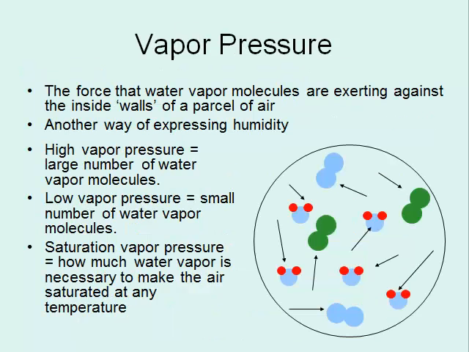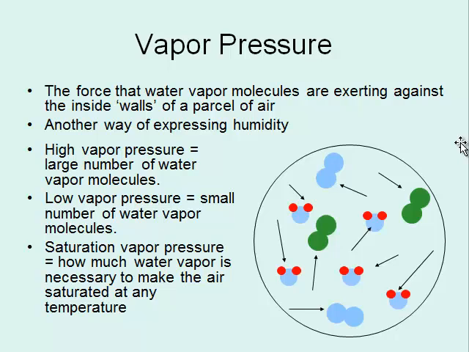So relative humidity relates to vapor pressure. You'll see some information in your textbook about this. Vapor pressure is the force that water vapor molecules are exerting against the inside walls of a parcel of air. So if we took an isolated chunk of the air, maybe put it in a balloon, we have all these different molecules: water vapor, nitrogen, oxygen, carbon dioxide in our atmosphere. As those molecules are moving around inside that parcel or balloon, the water vapor molecules are putting pressure or force against the inside walls of that balloon.